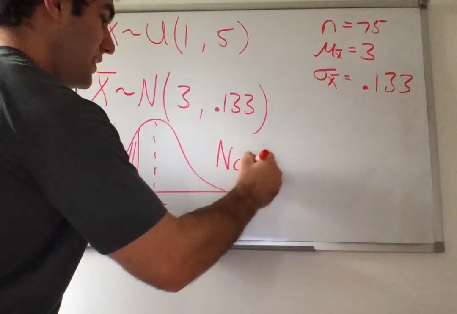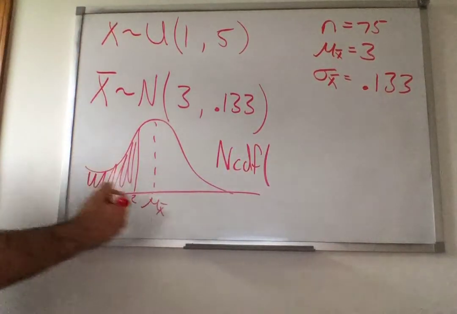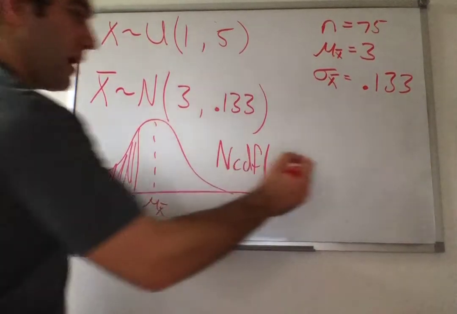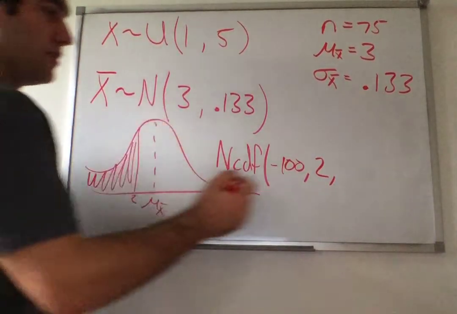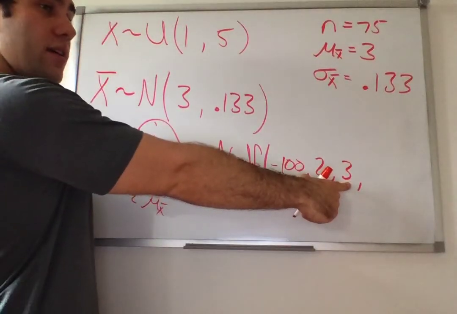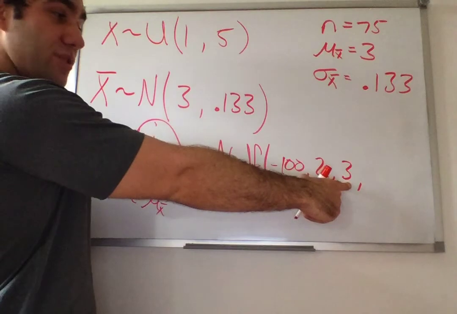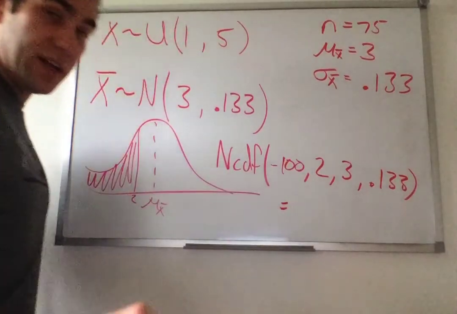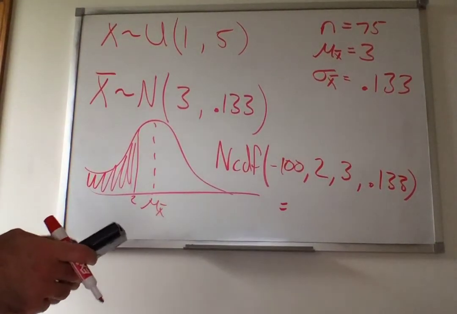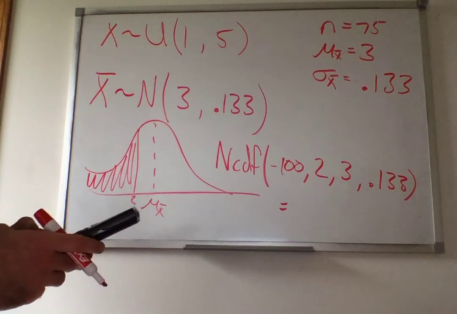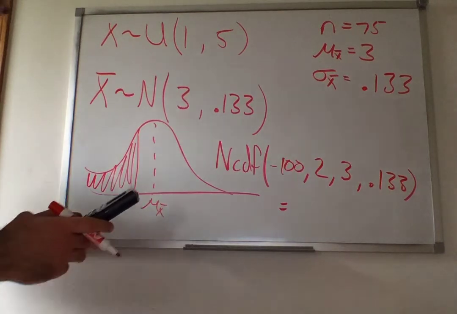So we're going to use normal CDF. Our lower bound is some really large negative number, negative 100 works here, comma, our upper bound is 2, comma, our mean is 3, our standard deviation is 0.133, and then I just plug this in on the calculator again. So second, vars, go to normal CDF, negative 100, 2, 3, 0.133, paste, and then hit enter.